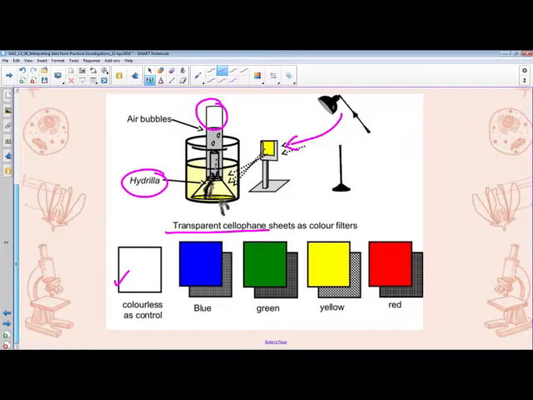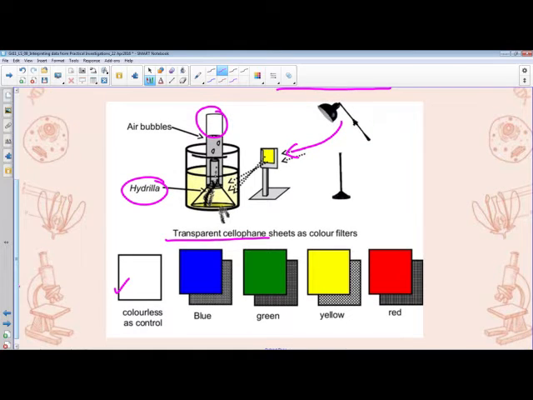So essentially, if we go back to basic physics, we know that white light, or the light that we see, is made up of different colors of light.